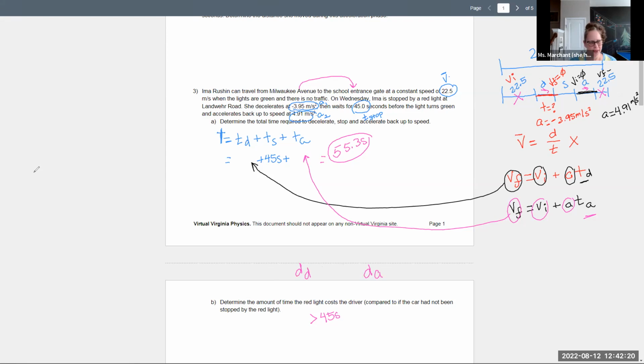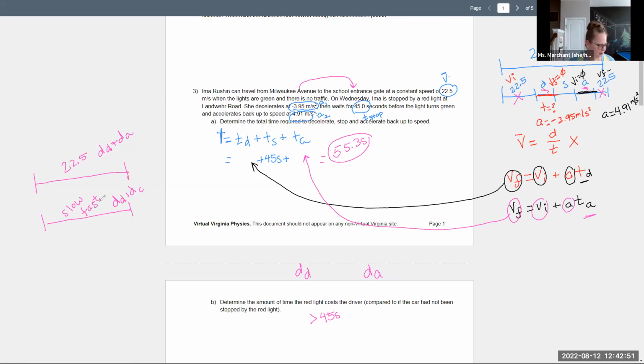So the time, if we went 22.5 for the distance of decel and accel, and then the other time for when we are actually slowing down and speeding up, so we can compare.